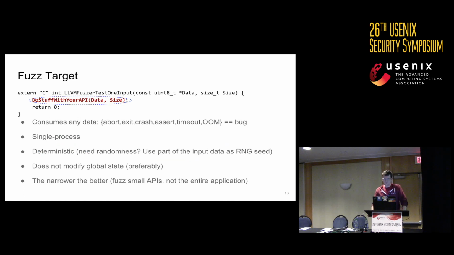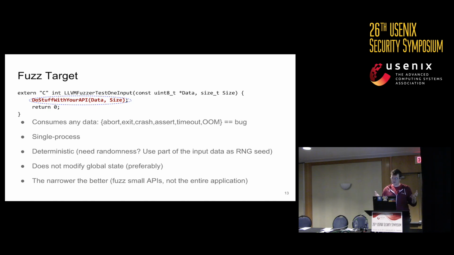A little bit of detail about what is a good fuzz target. So again, a fuzz target is a function with a specific signature that passes the data and size to the API in question. The fuzz target should be a function that consumes any data. By that I mean that if the function aborts, exits, crashes, asserts, times out, or goes out of memory, it should be considered a bug and should be fixed.